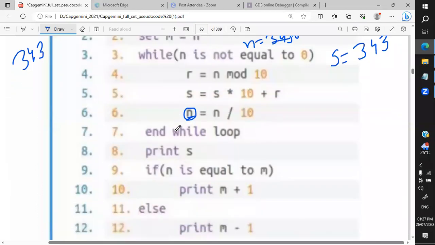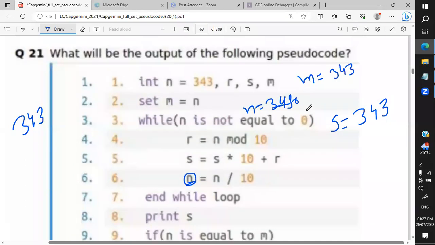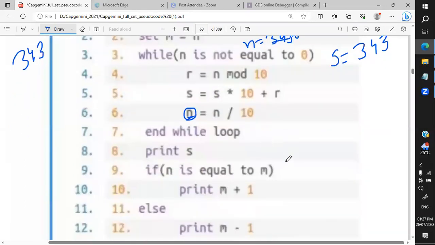But what about the second output? We are comparing n is equal to m. Is it true or false? What is the n value right now? The updated n value is 0, right? Now you are comparing 0 is equal to m. M value is 343, the given copy variable. Are they same? No. As they are not same, it will come out of if. That means else part, m minus 1. What is m minus 1? 343 minus 1, 342.